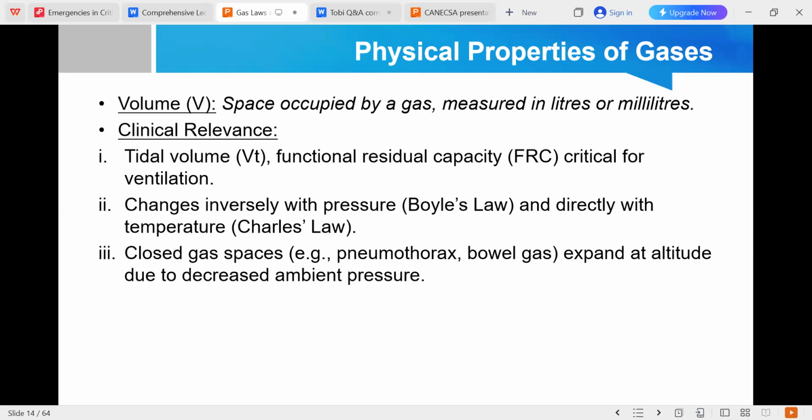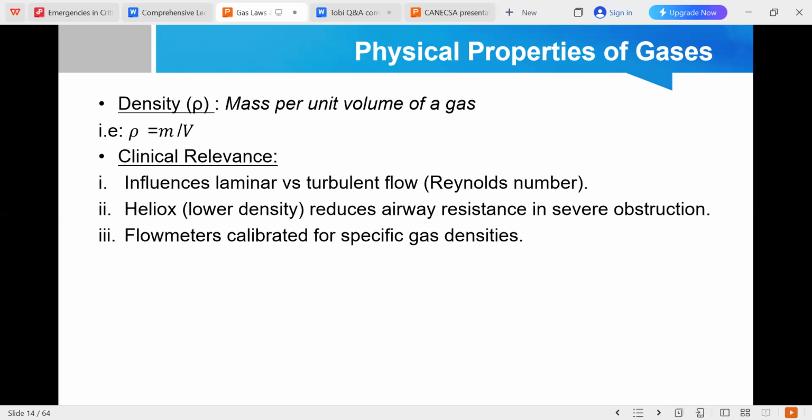Boyle's law, which we talked about, and Charles's law relate volume with pressure and temperature, as we're going to see. Also, in closed gas spaces, the volume of the gas will expand at altitude due to decreased ambient pressure. The other property of gas we would consider is the density, and we talked about it just now in our questions session.